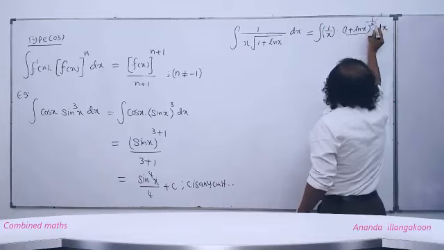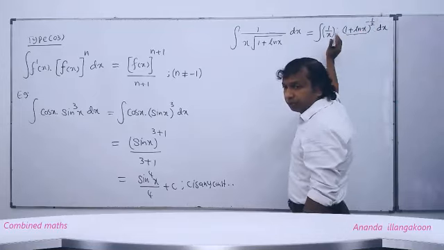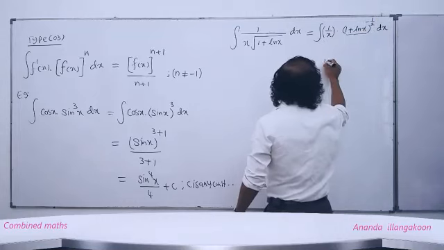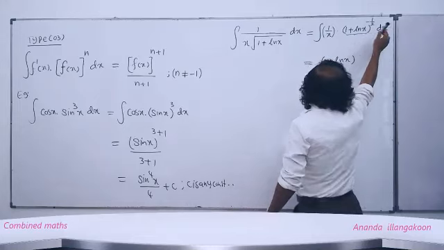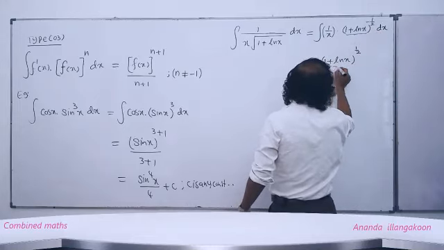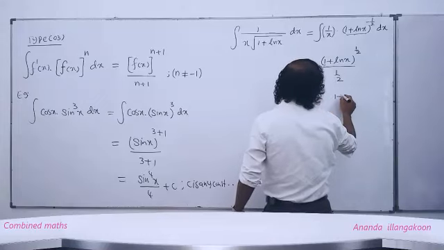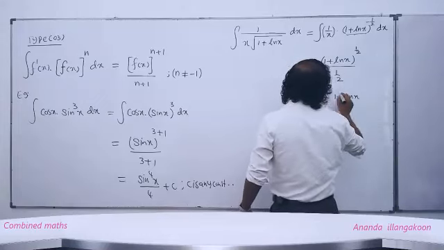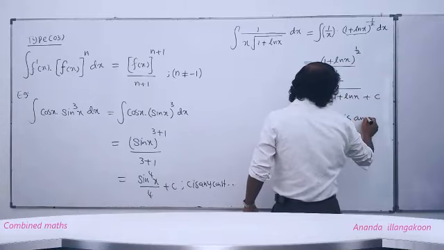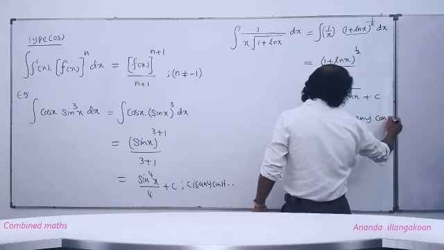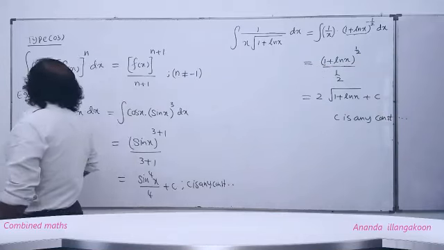So what is the answer? Adding 1 to this power and dividing by the new power. Understood? Right? So then we get (1 plus ln x) to the power minus half plus 1, which is plus half, divided by half. This goes to the numerator this way: 2 times (1 plus ln x) to the power half, which means square root, plus c. C is any constant. That is the way of getting that answer, people.